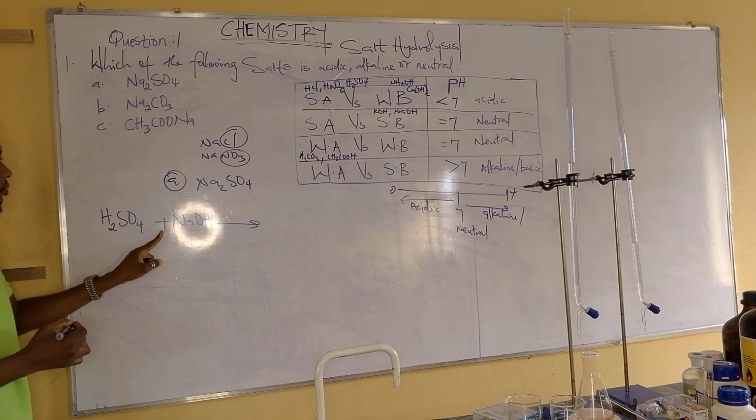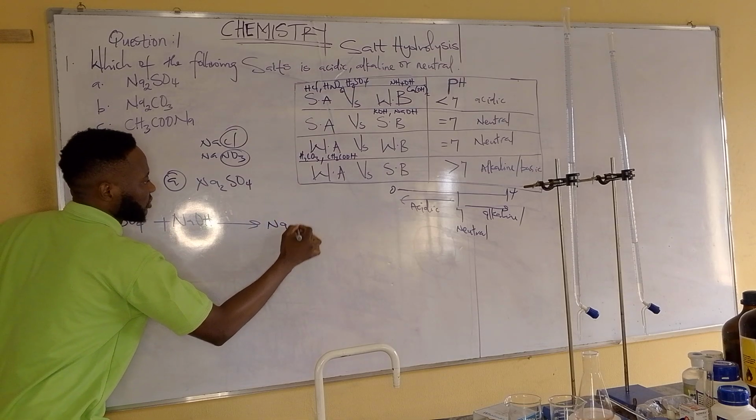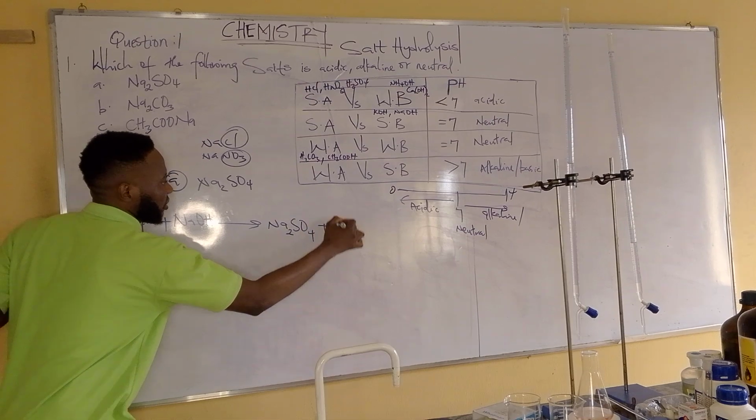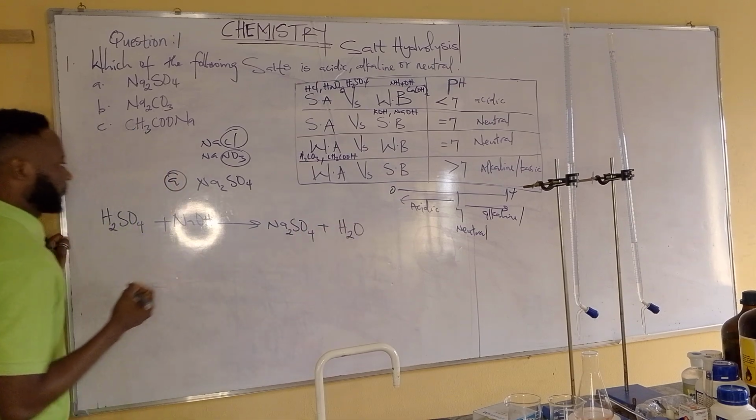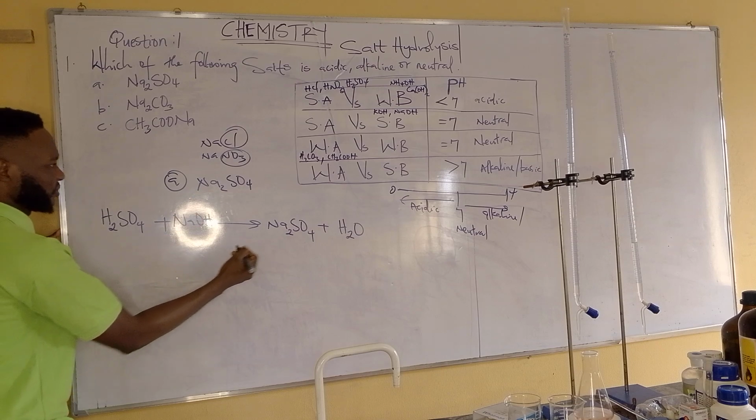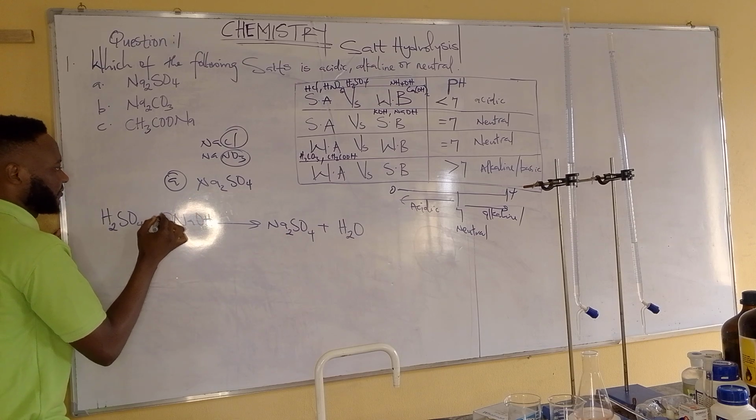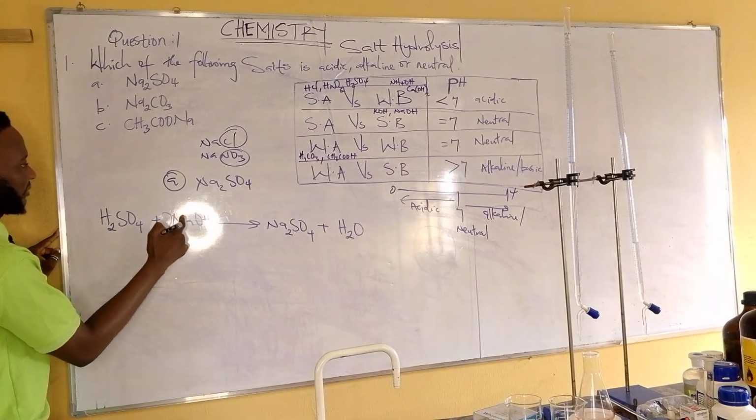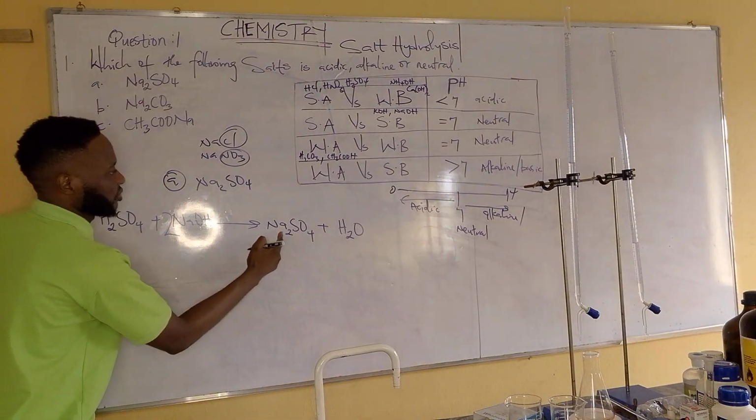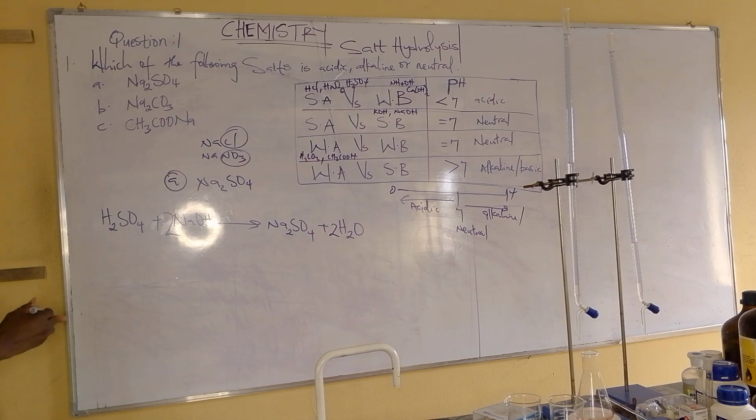So what do we do now? We now write, we get our Na2SO4 plus H2O. This is the equation that formed this one. Is it balanced? So we have to put 2 here. We have 2 here. So we have 2, 4. 2 will come here. 4. So I think the equation is balanced like this.